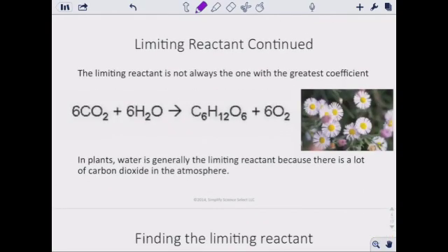So when we're looking at it, the limiting reactant is not always the one with the greatest coefficient. In plants, water is generally the limiting reactant because there's a lot of carbon dioxide in the atmosphere. When plants are going through photosynthesis and producing that glucose, that sugar, water is the key factor here because we don't have enough of it. There's plenty of carbon dioxide to go around, but there's not enough water, and so that limits the reaction.